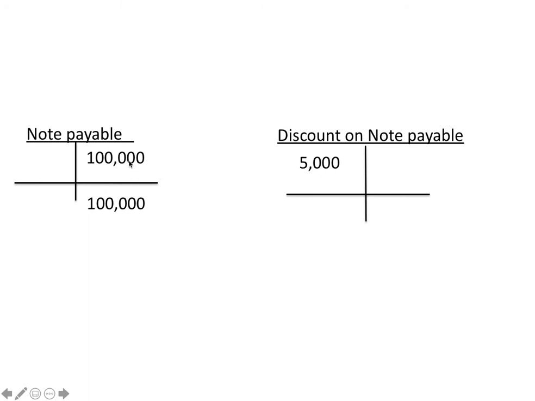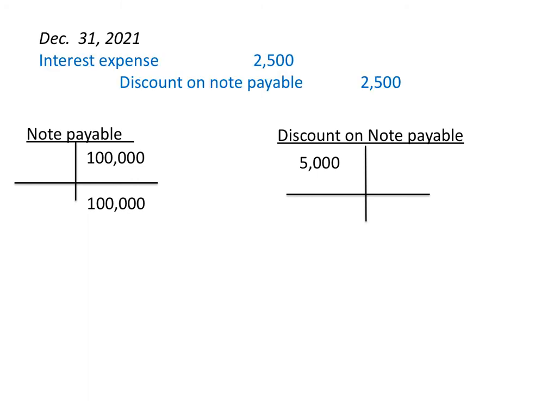So upon issuance of the note, note payable has a credit balance of $100,000, but we have a contra liability of $5,000 that in actuality reduces this note down to its carrying value of $95,000. On December 31st, Marathon will also incur interest expense.